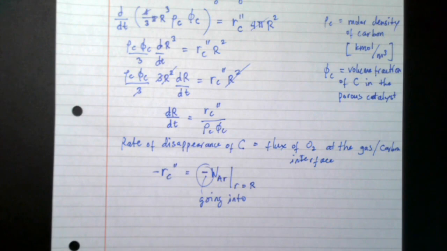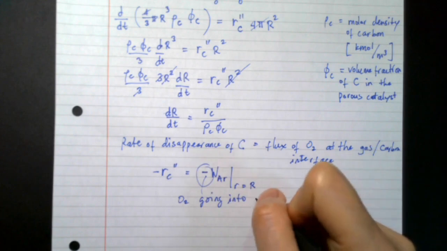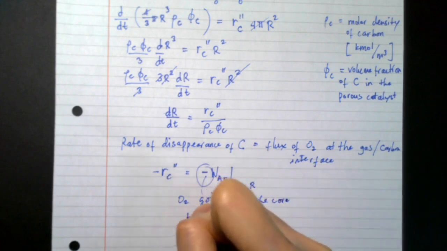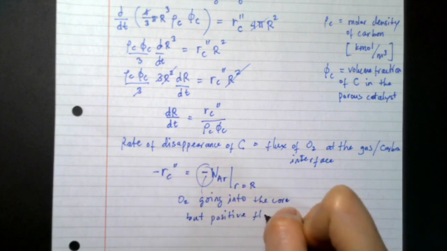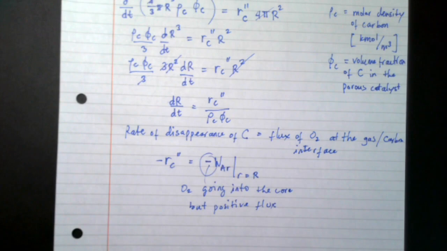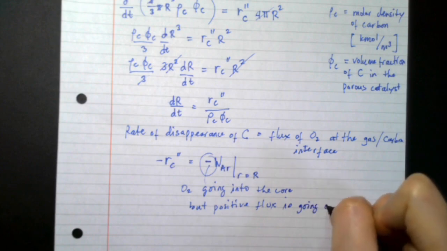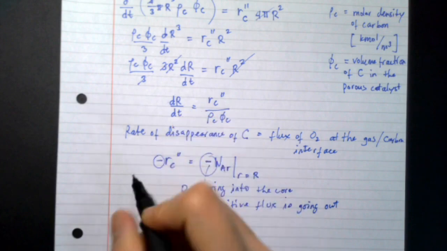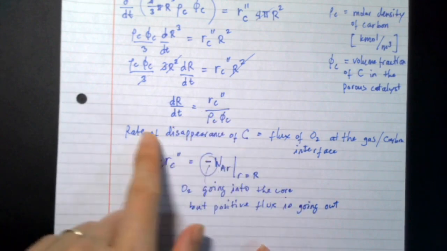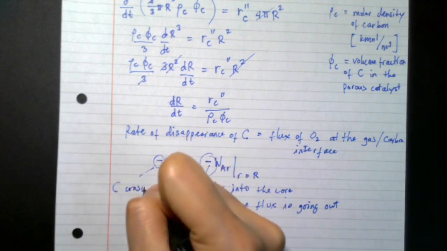And remember that we defined flux as positive in the direction of increasing R. So O2 is going into the core, but we defined positive flux in the direction of going out, increasing R. That's why we have a negative sign here. And the other negative sign is because we're interested in the consumption of carbon. So this is carbon consumption.